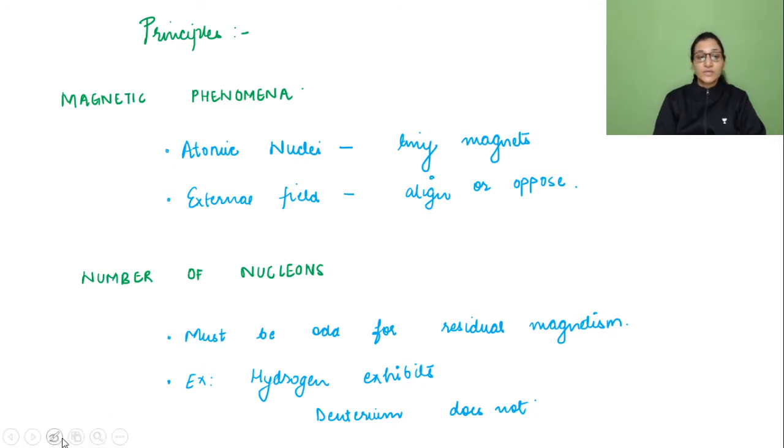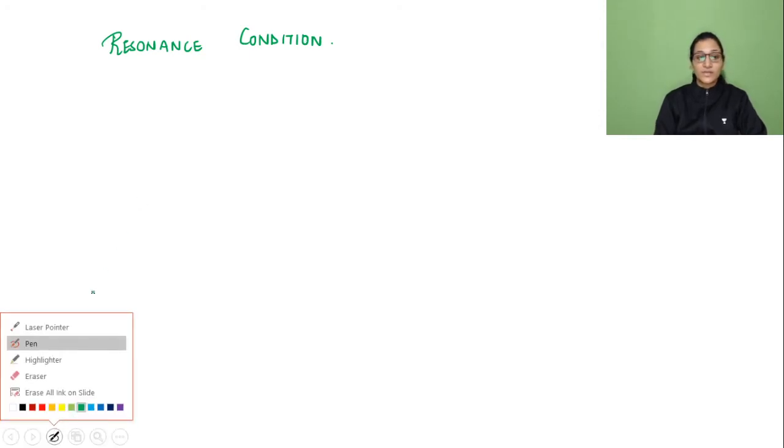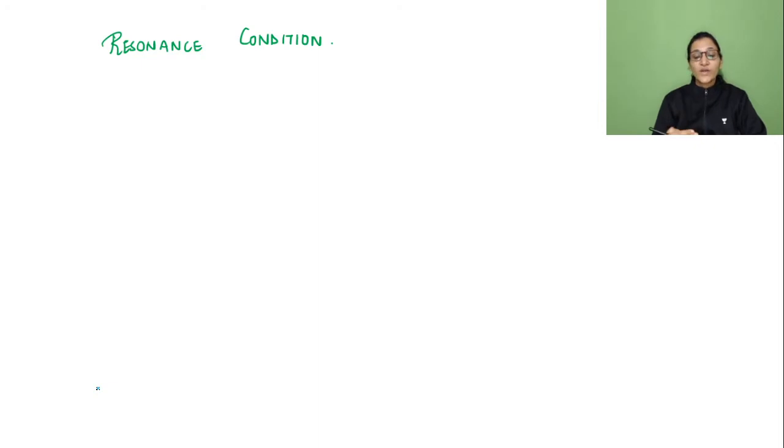Then the third thing which we need to know in the principle is the resonance condition. So what do we mean by this resonance condition? It is a transition from a low to a high energy state.